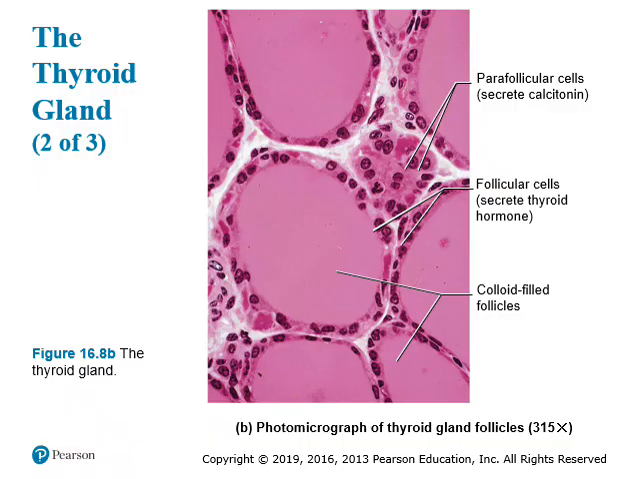The colloid inside it is actually the fluid of the follicle, and it contains the thyroglobulin plus iodine, and is the precursor to the production of T3 and T4. The parafollicular cells are the ones that produce the calcitonin.